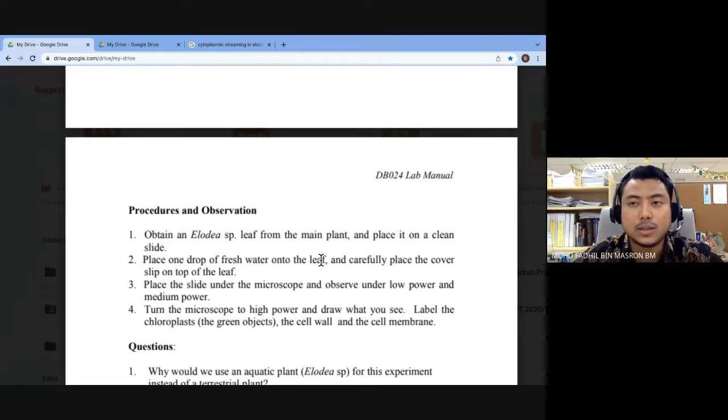Okay, so you don't just take any glass or just dip it into the beaker with water and just dab it there. No, you have to use a dropper. And carefully place the cover slip on top of the leaf with the help of a needle. Actually, a needle can, a toothpick also can. I mean, we don't actually use a toothpick, but technically speaking, it is possible.